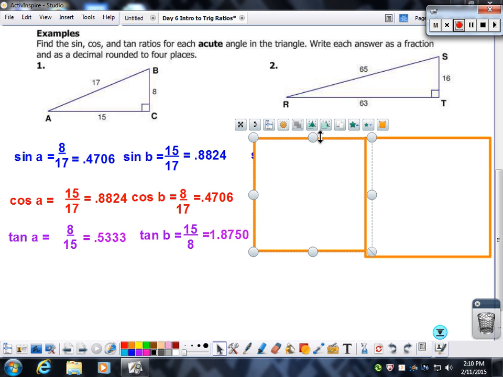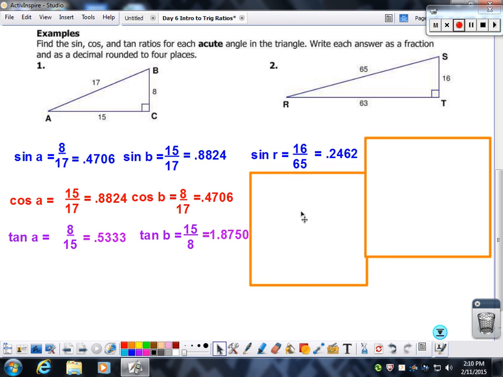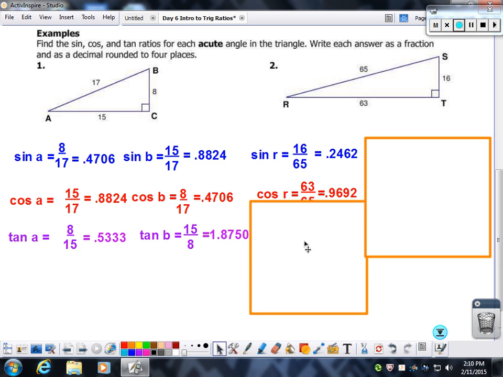Now for triangle number 2, we'll start with angle R. From R, 65 is our hypotenuse, 16 is the opposite side, and the adjacent side is 63. If we start with our sine ratio, which is opposite over hypotenuse, it would be 16 over 65, or 0.2462. The cosine, which would be the adjacent over the hypotenuse, is 63 over 65, which would give us 0.9692.